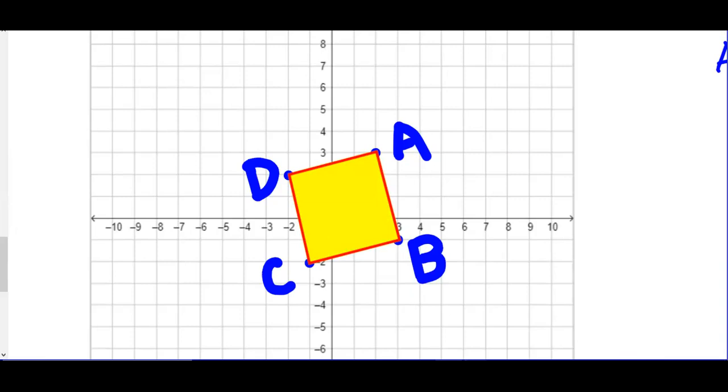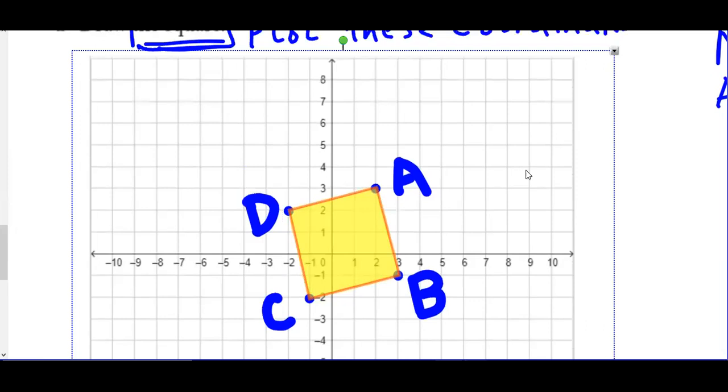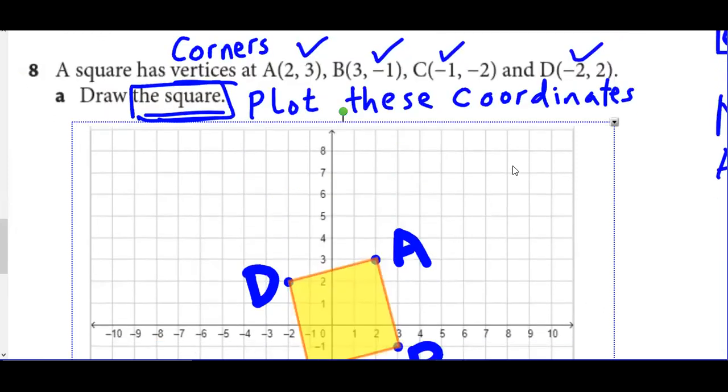Now, let's try to make this square a little bit transparent so that you can see. It should be something like that. Okay. So there we go. That is your square. Now, draw the square. Done. I have drawn the square.